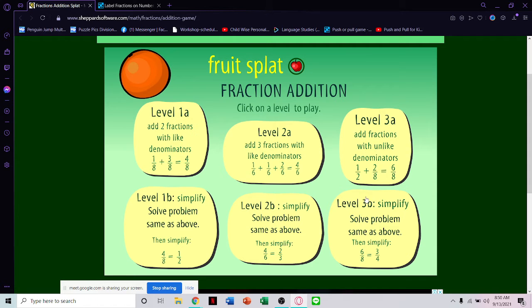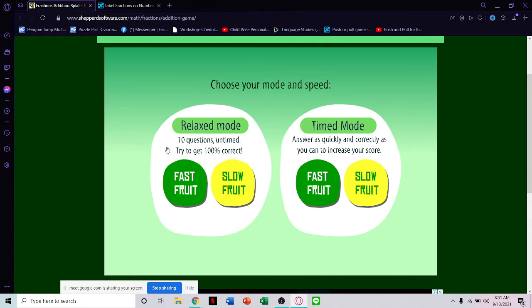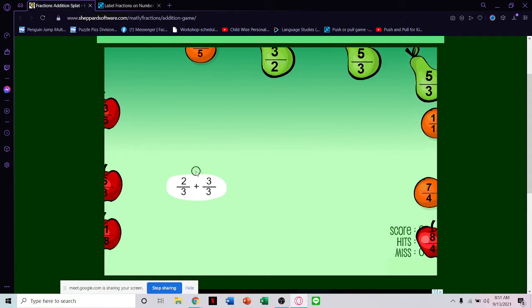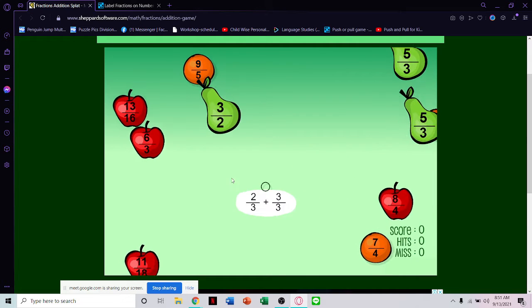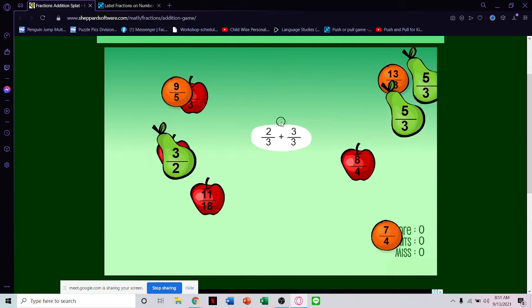When I share the link to you later, you are just going to press level 1A. This is hard. These are not for you because as you can see, they have unlike denominators. For us in grade 3, we are going to do level 1A. Add two fractions with like denominators. Right? I'll press level 1A and then we can do relax mode. Press relax mode. You can press fast mode. There. Do you see it?